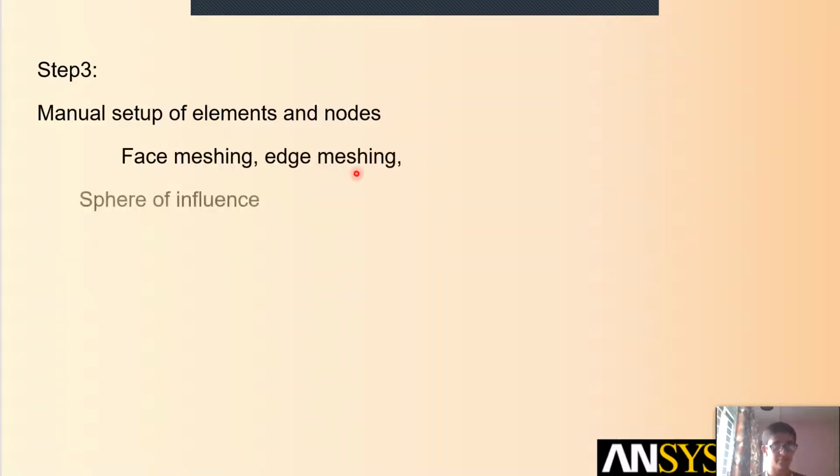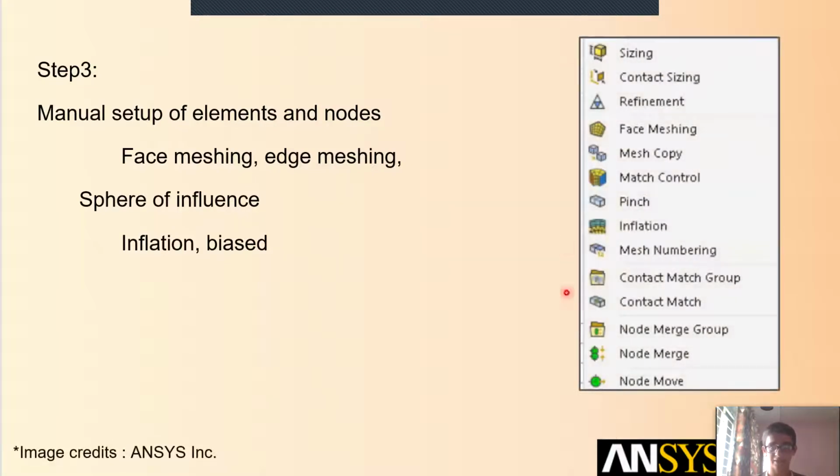We are going to check the manual setup of elements and nodes. We have options of face meshing, edge meshing, and then we have sphere of influence, that applies to a complete part or an assembly, but it limits its circumference or boundary to the sphere which we define. Then we have inflation and a bias factor which we can define. This is the type of interface you will see, where there are different options available. We'll look into these options when we go to ANSYS.